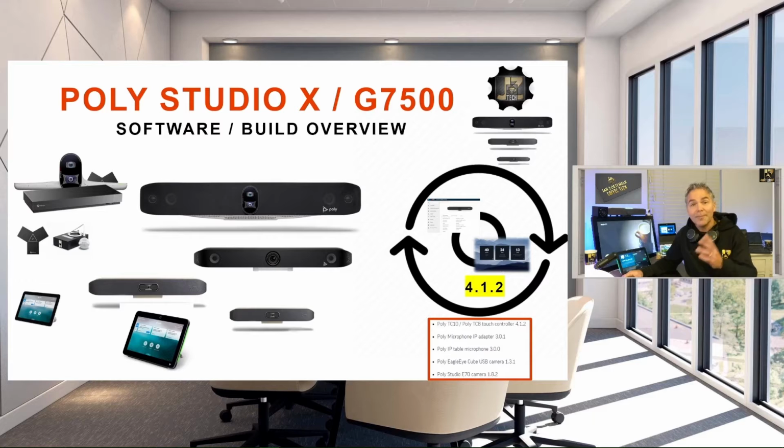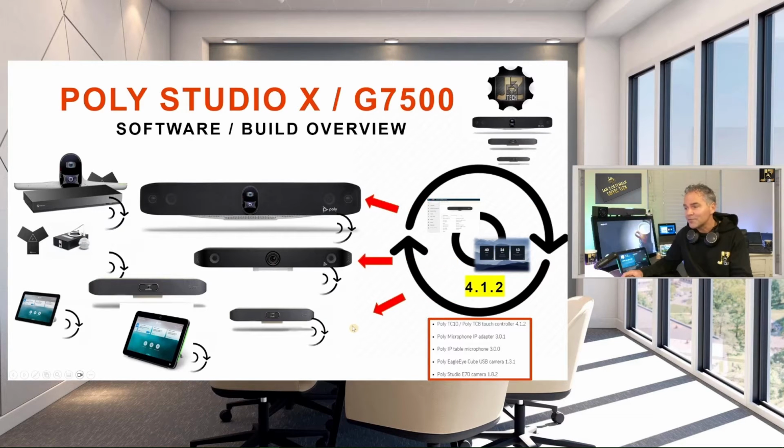So with the 4.1.2 deployed via the web interface, via PolyLens, or via USB stick, what comes along with this version? For the Studio X and G7500, we get version 4.1.2, and similarly you will see it on the TC10 and the TC8. In this package bundled is the 1.8.2 for the E70 and the maintenance release, and similarly one is also bundled for the X70. Make sure that the camera inside the X70 has also been upgraded to the 1.8.2.